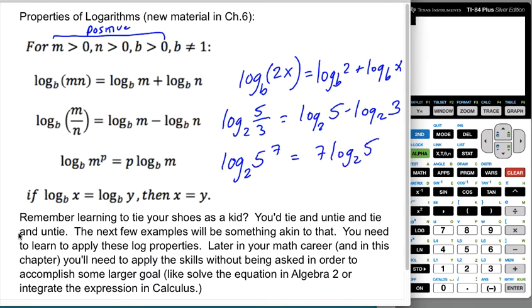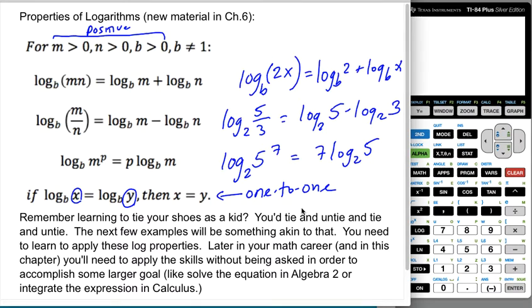And then the last thing, and we've seen a similar one-to-one property, okay? So this is a one-to-one property. If log base b of x is the same as log base b of y, you can conclude that x and y must be the same. So remember as a kid when you were learning to tie your shoes and you had to tie and untie, and tie and untie, and so on, right? In the next few examples, we're going to basically be doing something akin to that.